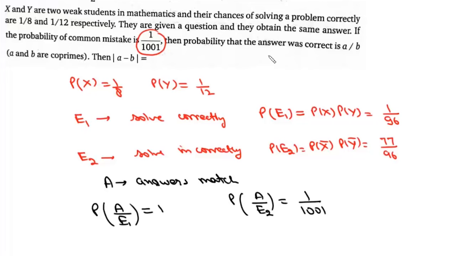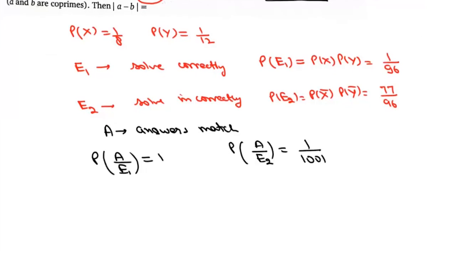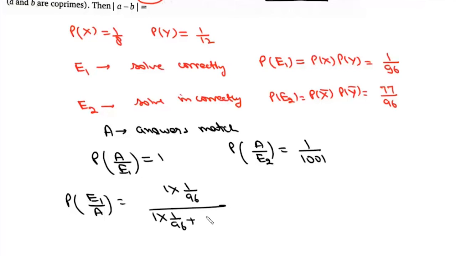Now we need to find the probability that their answer was correct, given that they obtained the same answer. So basically it's a problem of Bayes theorem. So we have to find the probability that their answer was correct, given that they have a common answer. So we'll take this case in the numerator. So it will be 1 into 1 by 96 upon 1 into 1 by 96 plus 77 by 96 into 1 upon 1001.